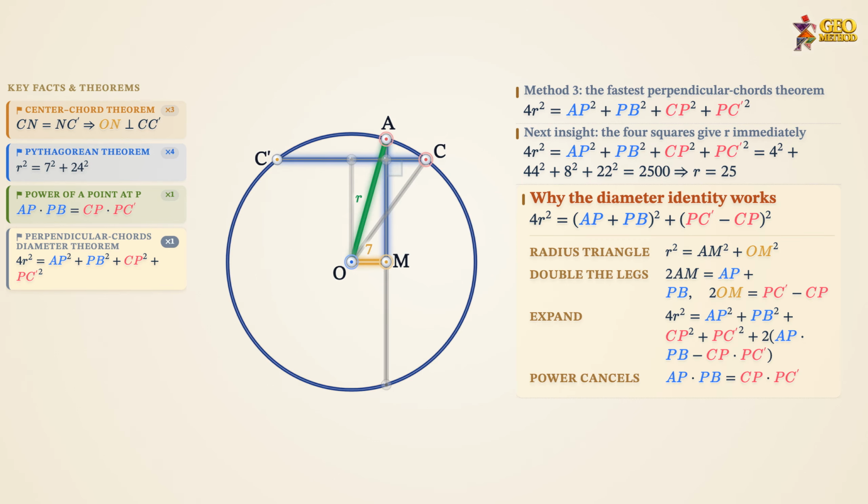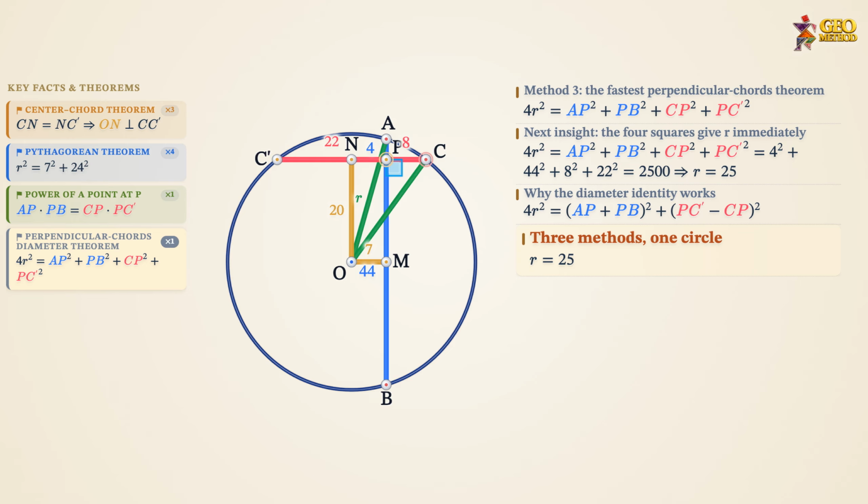Why does that identity work? The chord midpoints form a right triangle from P to the center. Doubling its legs gives the whole length segment AP plus segment PB in one direction, and the imbalanced segment PC' minus segment CP in the other. Pythagoras gives the displayed equation. When it is expanded, power of a point makes the two cross terms equal and opposite, so only the four squares remain.